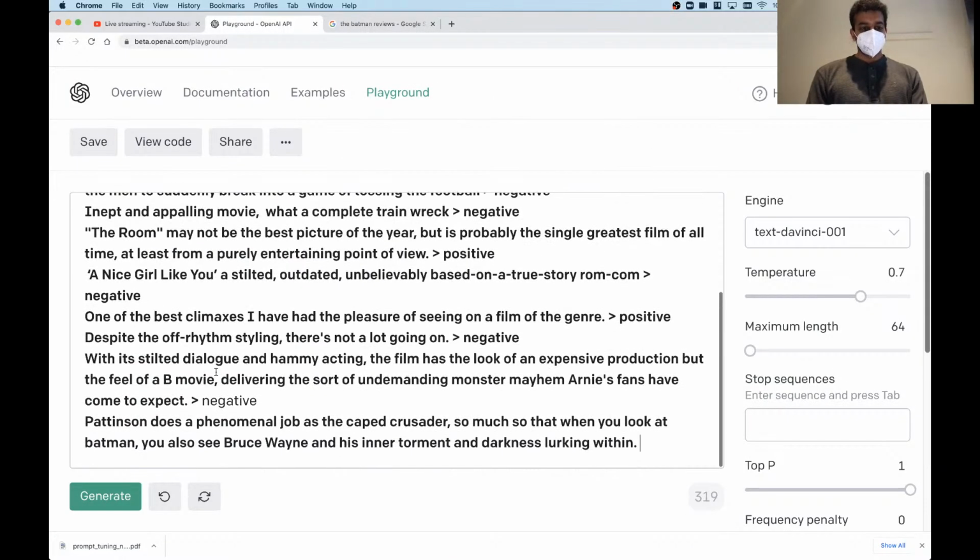All right, so I put in this, Pattinson. I mean, this is pretty straightforward, right? This should be positive. It says phenomenal, although that inner torment might be a little negative. Let's see what happens here. Okay, so it did good.